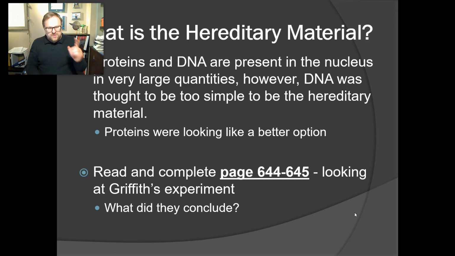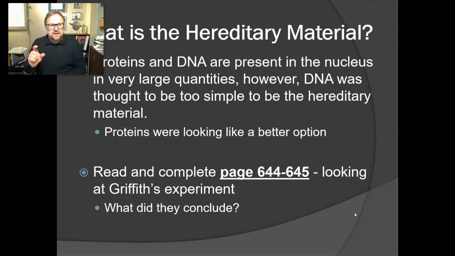When we move on to mouse C, it continued to live. I'm looking at the evidence section on page 645. Mouse C was sacrificed. We did an autopsy, and no living S cells were found. So what can we conclude from that? We can conclude that if we heat treat the cells, right, we kill those cells, and we inject them into the mouse, nothing happens. Okay, those cells don't work.